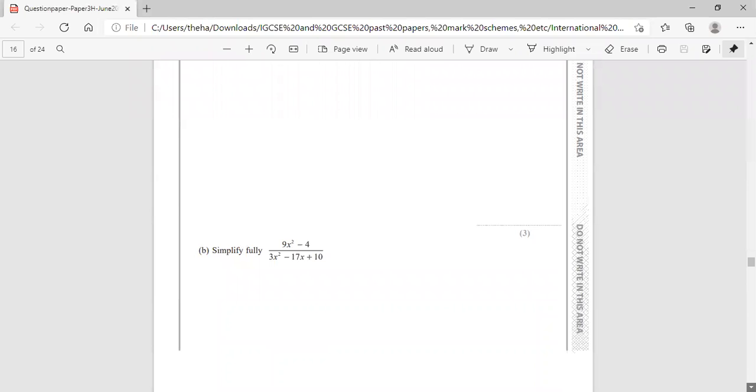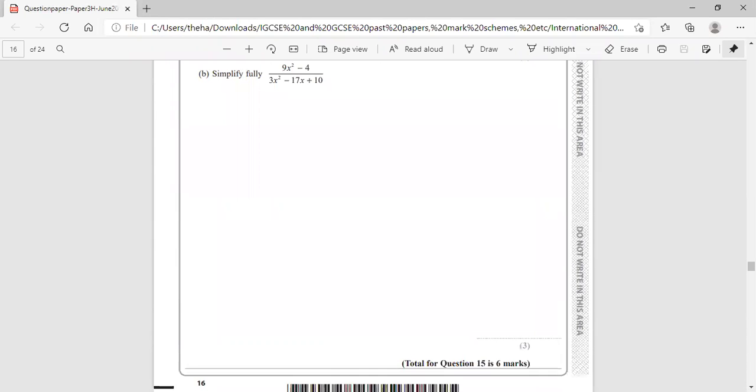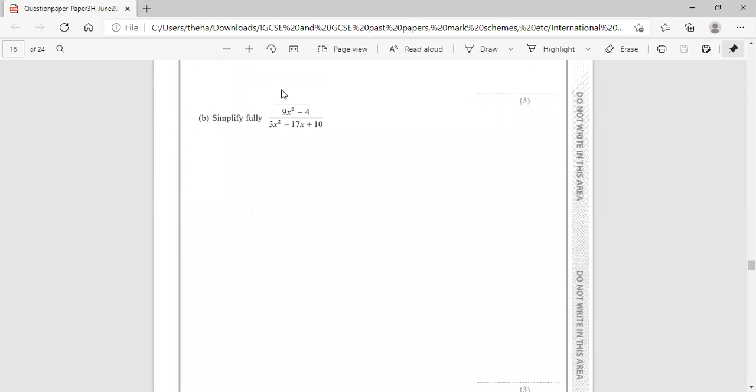So simplify fully 9x squared minus 4 over 3x squared minus 17x plus 10. So we're going to have to do some factorizing here. So let's do the top row first. So the top row, we're going to use difference of two squares, or dots. So we're going to factorize this as 3x minus 2, then 3x plus 2.